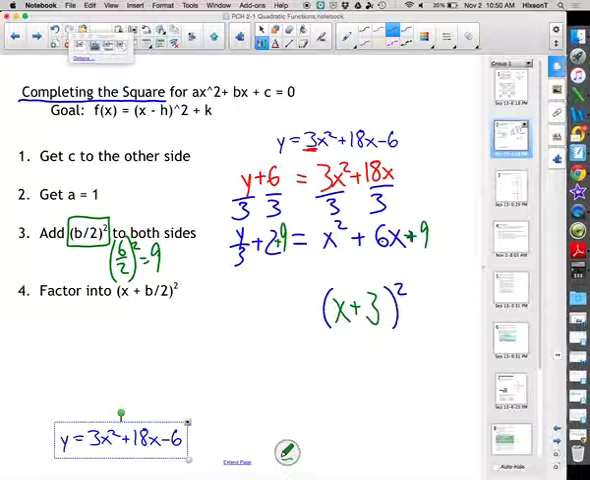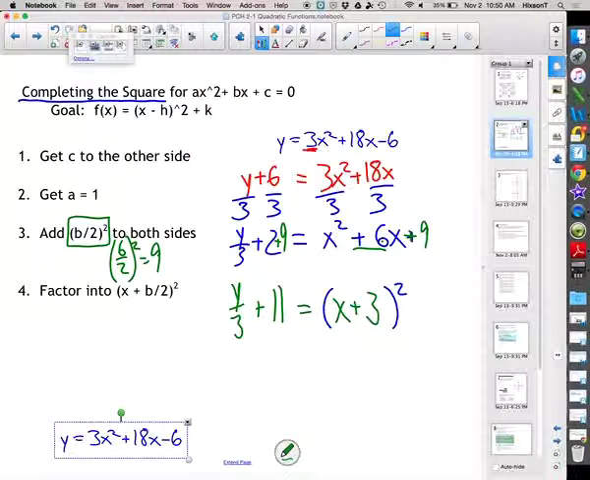The one nice thing about this, even if you end up with some fractions and things like that, don't think too hard on the factoring. It will always factor into an x and then whatever half of this is, including the sign. Alright? So if it were a minus 6, we'd have x minus 3. Okay? So, that equals now a y over 3 plus 11.